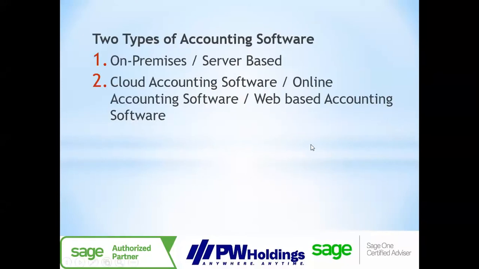Next, we will discuss types of accounting software. There are mainly two types of accounting software. The first one is on-premises or server-based. The second one, now the most popular one, is cloud-based accounting software, online accounting software or web-based accounting software.